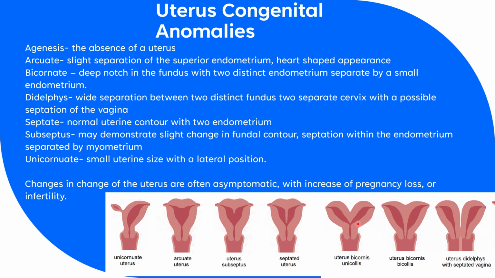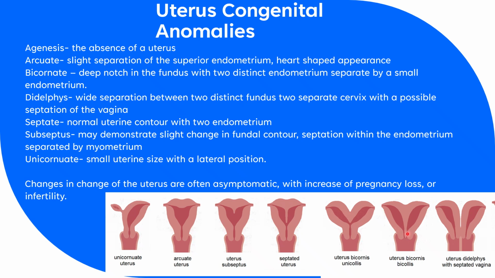So there will be myometrium separated, right, between the two of them. So we have endometrium here, followed by myometrium. There's a significant dip in the fundus, and then we have myometrium and endometrium. Now this one does not include the cervix. Notice there's only one cervix here. So this would just be a unicollis, meaning only that upper portion.